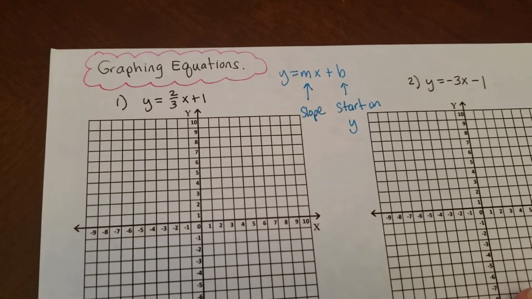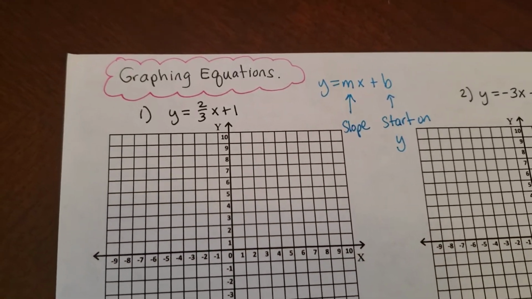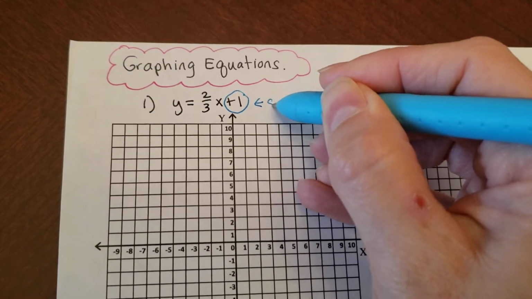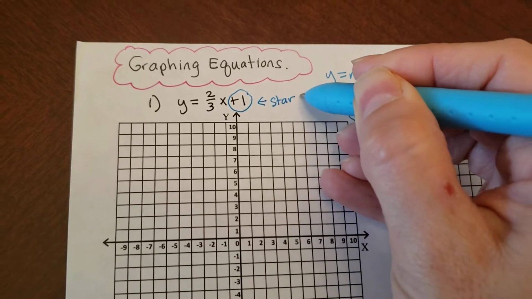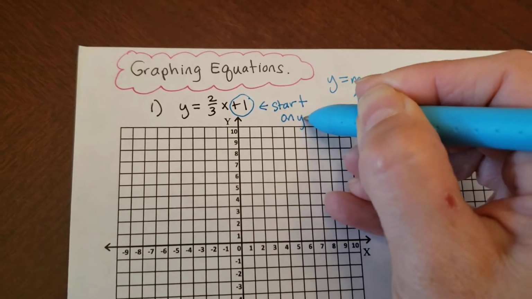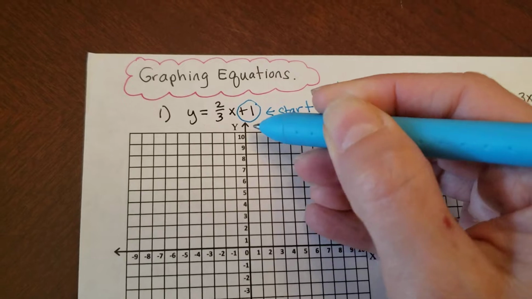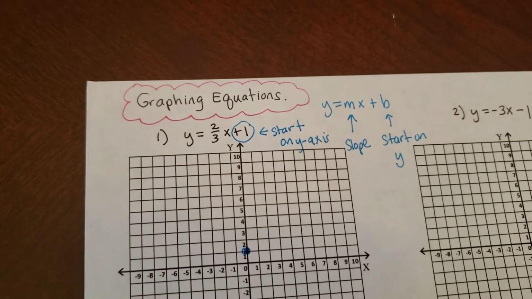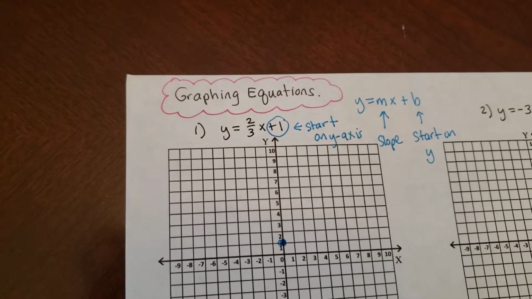So if we take a look at the first example, the number that doesn't have a letter by it, this 1, is where we want to start on the y-axis. So we'll go to positive 1 on the y, which is right here, and put a dot. Then to get more points, we're going to use our slope. So our slope is 2 over 3.